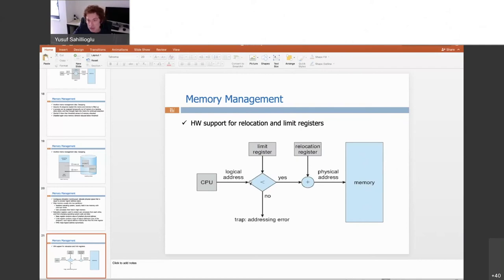Let's continue. With the logical address, I come here and see whether it is less than the limit register, so it is within bounds. If not, then there is an error. It means that, like, you have an array of size 20 and you want to access index 25. It is bigger than the size, so you throw an exception and stop. Let the operating system handle this exception. But in general, we have a good logical address. Then we just add the base register to that, and with that, we go to the physical memory.